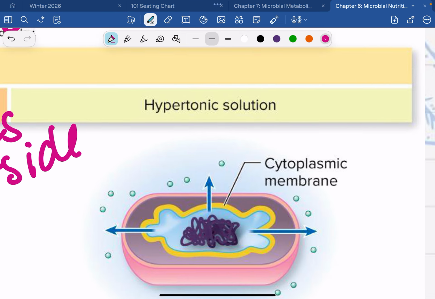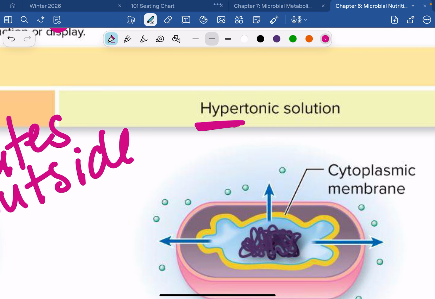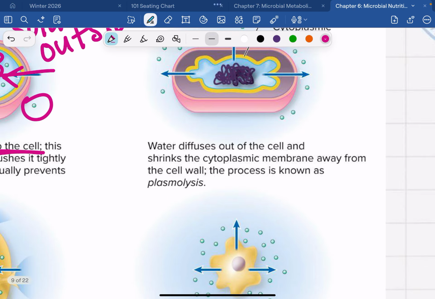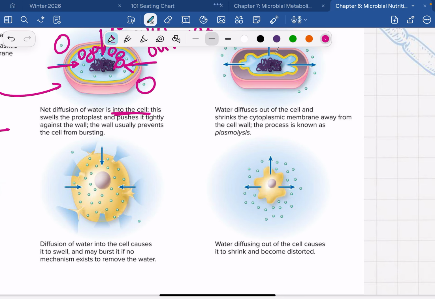Now the opposite is called a hypertonic solution. Now hyper, like a kid who's had too much sugar, is hyper. Hyper means high. And what you have here is exactly the opposite of a hypotonic. So the solution outside the cell has too many solutes. It's a high solute concentration, which means there is less water. And so what will happen is the water will flow from the inside of the cell to the outside, which will cause the cell to shrink up. And it can eventually die as well and become distorted.